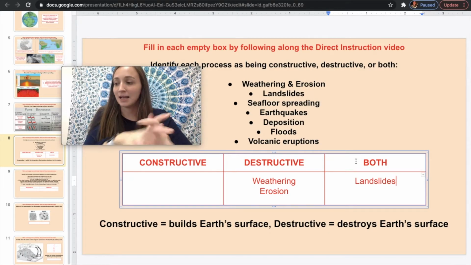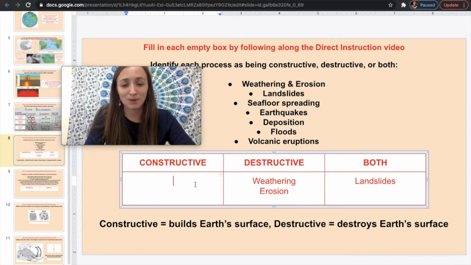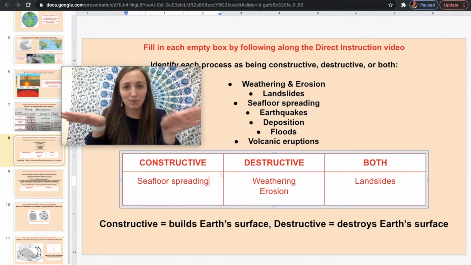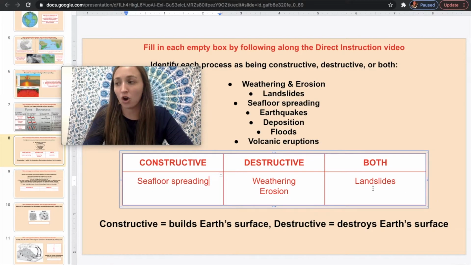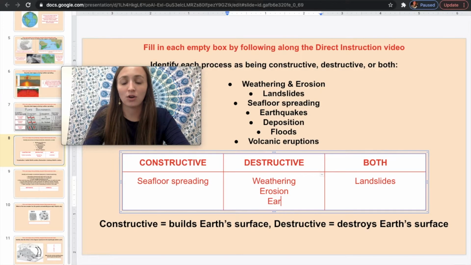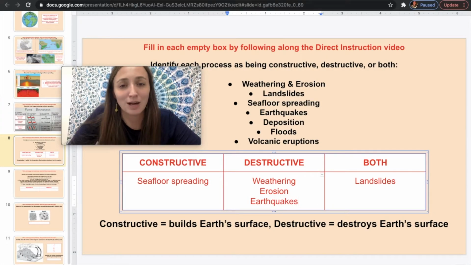Okay. Next, we have our seafloor spreading. We know this one. We know it's constructive because it separates, that magma comes up and cools to form that new crust. So you are building up the earth. That is constructive. Next, we have earthquakes. Earthquakes are destructive. You're not building up anything with an earthquake. You're just destroying everything. So that's why it's destructive.